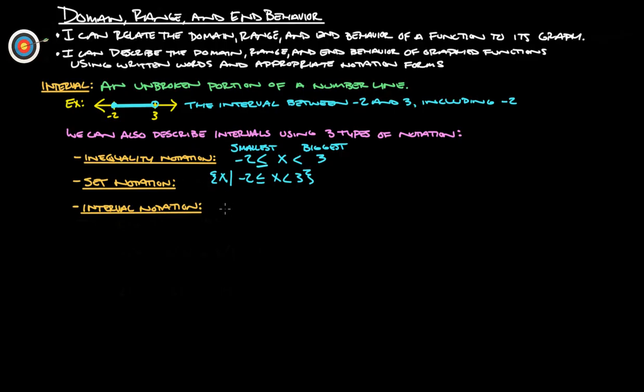And then interval notation is basically just where does it start and where does it end. It starts at -2 and it ends at 3. So we write -2, 3, and if it includes the number, we put a square bracket around it. If it does not include the number, we put a round bracket around it. And that is what we call interval notation.